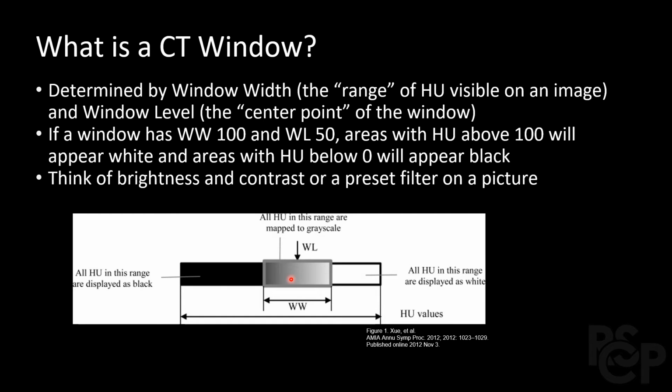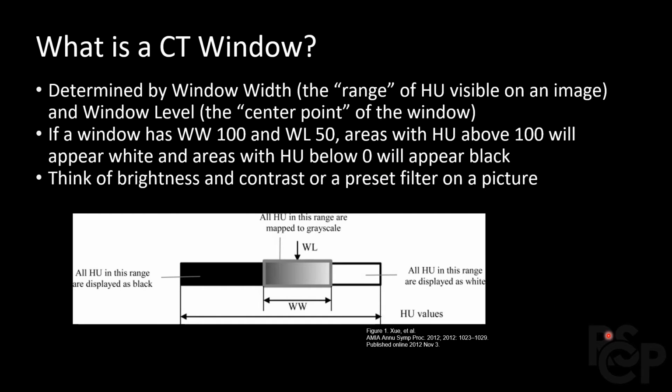So if you have a wide window width, a lot of the image will be mapped to grayscale. And the inverse is true as well. If it's narrow, only a few points on the image will appear in grayscale. So let's look at this example where we have a window with a level of 50 and a width of 100. Areas with Hounsfield units below 0 on the image will appear in black, and areas with Hounsfield units above 100 will appear in white on the image, and everything in between will appear in grayscale.